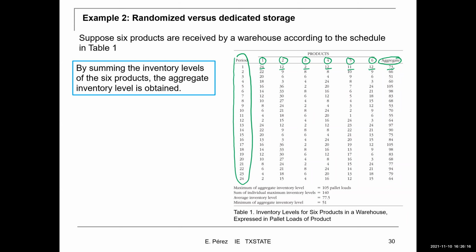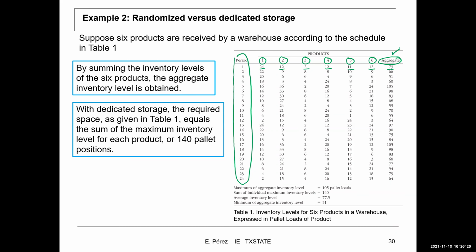By summing the inventory levels of the 6 products, we get the aggregate inventory level, which is what we have here in this column. With dedicated storage, the required space, as given in table 1, equals the sum of the maximum inventory level for each product. Remember, we're going to look at the maximum for each product, and we're going to plan for the maximum capacity for each product.